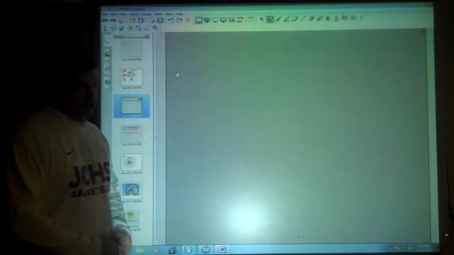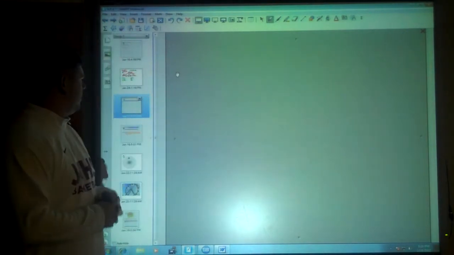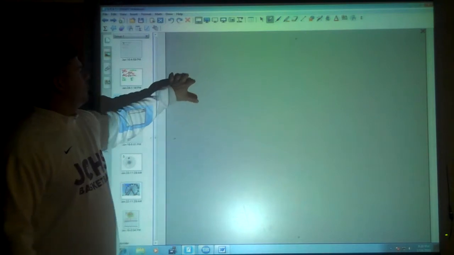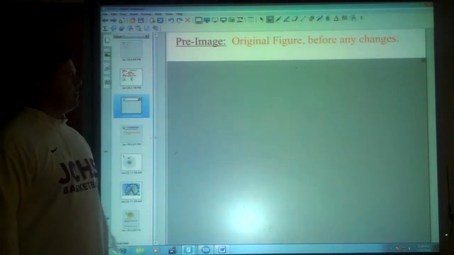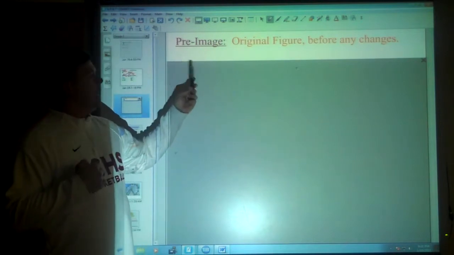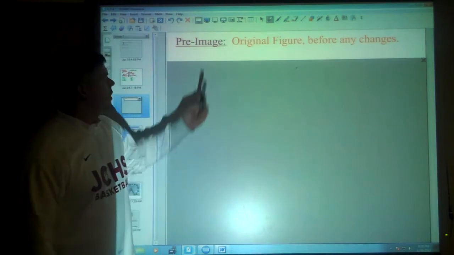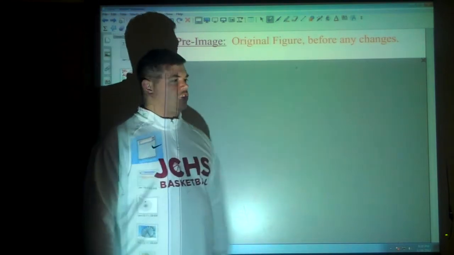Geometry Lesson 7-1, an introduction to images and transformations today. We've got a couple of vocabulary words to deal with. One of the first words is the idea of a pre-image. Now, a pre-image, pre meaning before, an image is something that is not the reality, but a change has taken place. So it's the original figure before any changes.